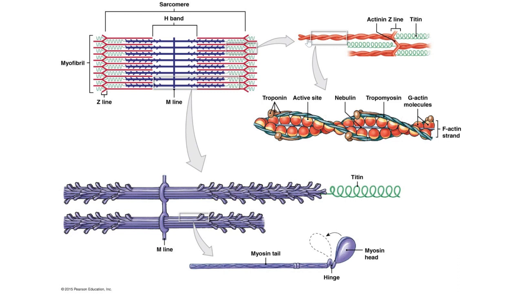Actin filaments are polymers of G-actin molecules. We have these G-actin molecules here, and they come together to form this F-actin strand. On this actin filament, we also have two other proteins, the troponin, seen here, and the tropomyosin, seen here.